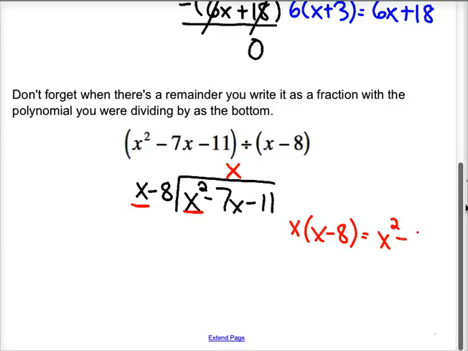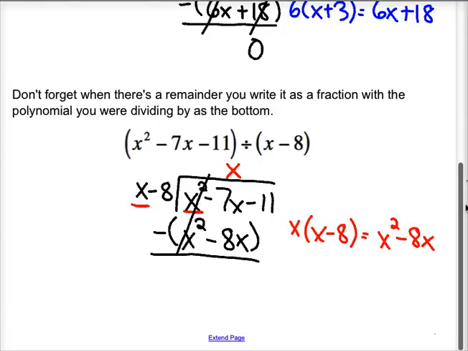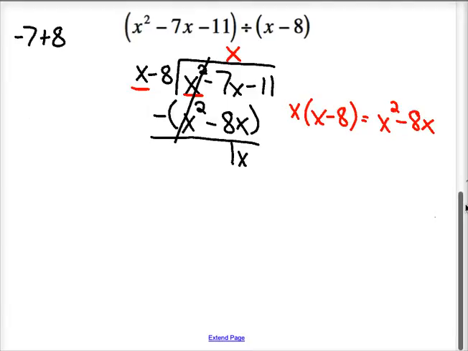That's going to give me x squared minus 8x. So x squared minus 8x. And I want to subtract it off to see how close I'm getting. Well, x squared minus x squared, that part should always cancel off. Now, negative 7x minus a negative 8x. I hope you remember, when you're subtracting a negative, that's the same thing as adding. So really what we have there is negative 7 plus 8. So I hope you can see that that is a positive 1x. Negative 7 plus 8 is a positive 1.